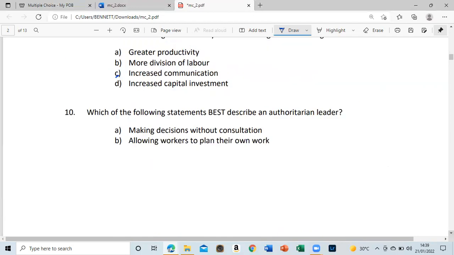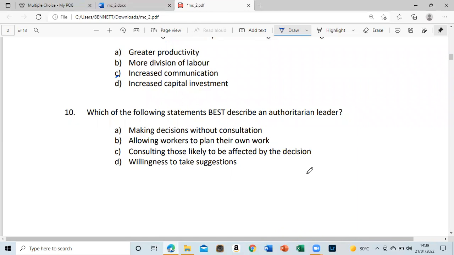Let's move on to 10. Which of the following statements best describes the autocratic leader? A, making decisions without consultation. So number 10 is A.